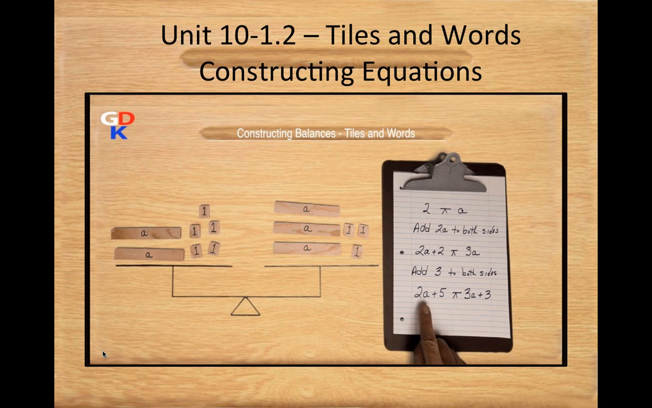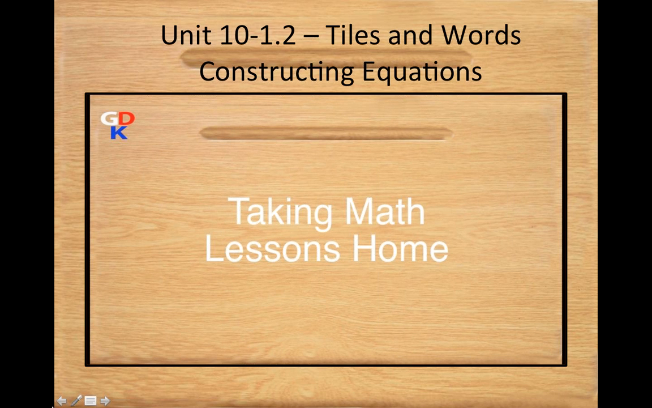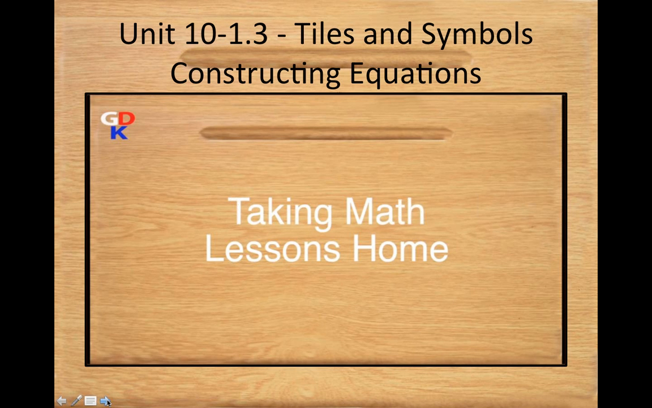What we've written here, 2A plus 5 balancing 3A plus 3. And the reason we have this balance is because we started with the original balance of 2 ones balancing an A, which we wrote up here, 2 ones balancing an A. Now we go to the third point, which is the third part of the M4 model, which is actually connecting everything that we've done to the symbolic structure or the symbolic representation that we want children and students to bring to the mathematics.